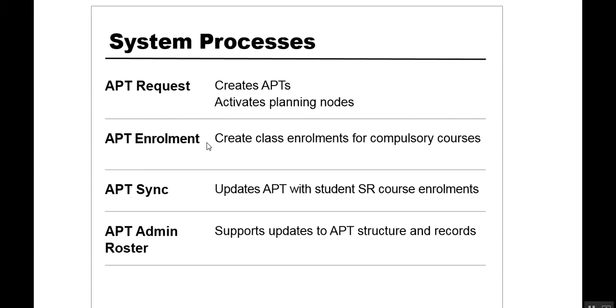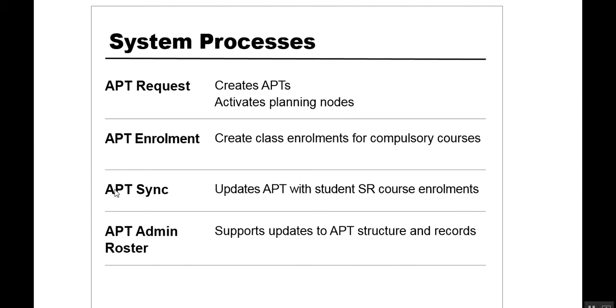APT enrolment, this creates class enrolments for compulsory courses. So the student's got 3 compulsory courses. They can't enroll on those through self-service. We need another process to get them enrolled on those, and the process is APT enrolment, and it will basically automatically create class enrolments for the compulsory courses for the students on that particular academic plan.